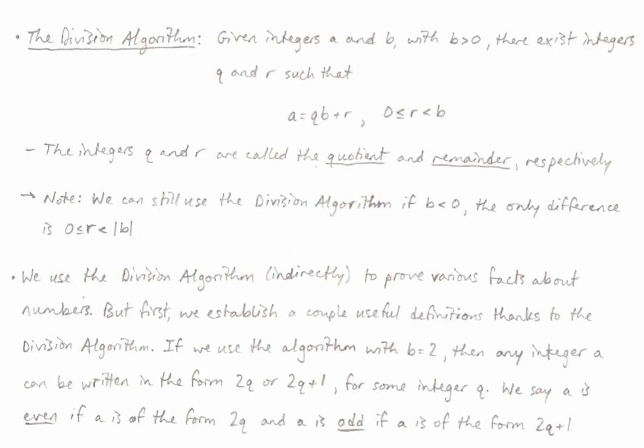In the previous video, we looked at factorial notation, binomial coefficients, also known as combinations, Pascal's triangle, and the binomial theorem. In this video, we're going to begin with chapter 2, and we're going to begin with a very important algorithm. It's called the division algorithm.